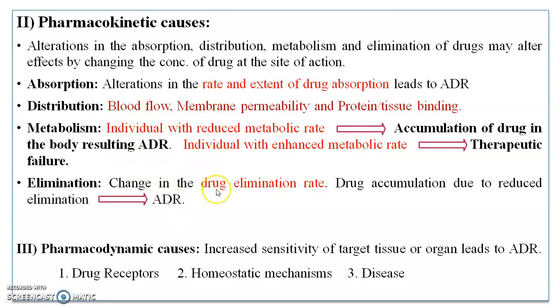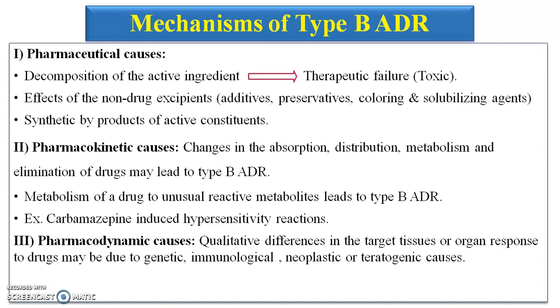So the third will be pharmacodynamic causes, where pharmacodynamic causes are explained by the sensitivity of the particular drug with the targeted tissue or organs which are prone to have an ADR, which is studied at the drug receptor level, homeostasis mechanism, as well as disease. So in case of drug receptor level, if the binding capacity of the drug changes, it may lead to ADR.